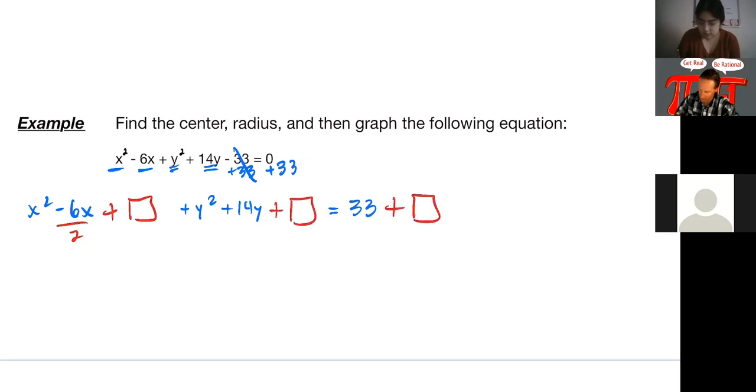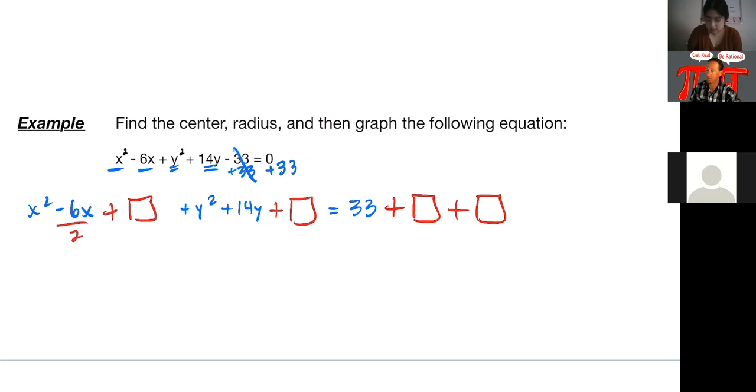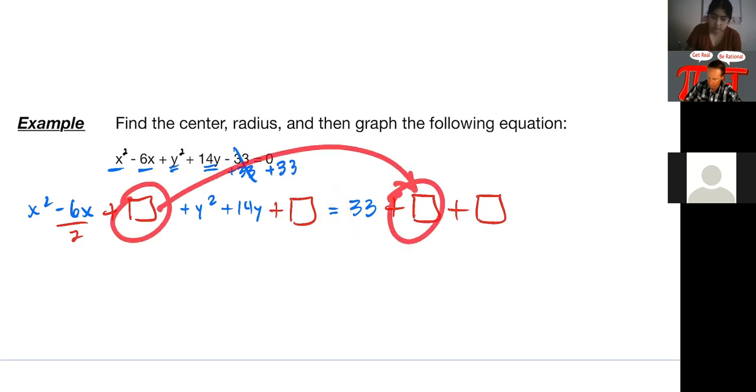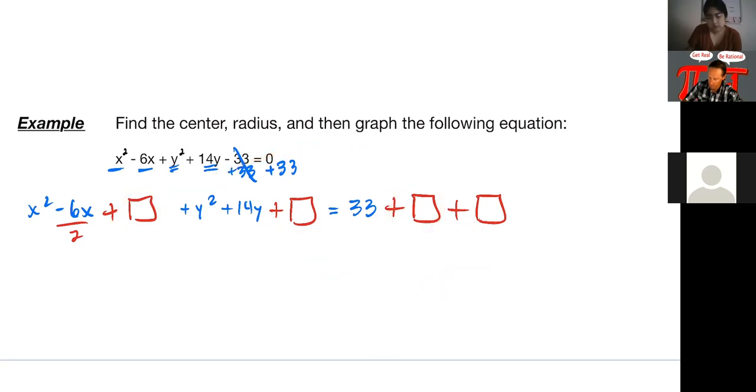Now remember, whatever I add to one side, I have to add to the other. So to keep this equation equivalent, whatever I add here, I'm going to have to add here. And whatever I add here, I'm going to have to add there. Okay? So I'm going to take half of negative 6, which is negative 3, squared is always going to be positive. Whenever we square something, it's going to be positive. Now, if I add 9 to the left side of my equation, I'm going to have to add 9 to my right side.